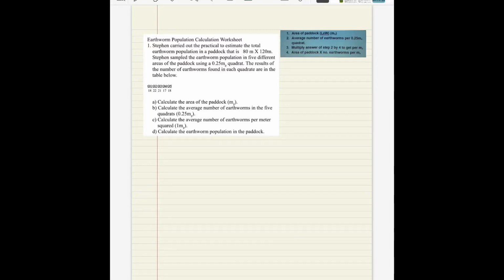Right guys, so in this video we're looking at how to calculate earthworm populations in a paddock. I have 4 steps that I like to follow to help me organise what I'm doing when calculating earthworm populations. Step 1, calculate the area of the paddock, length by width.